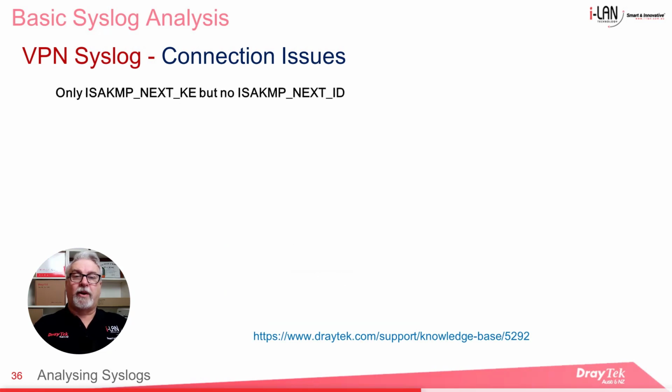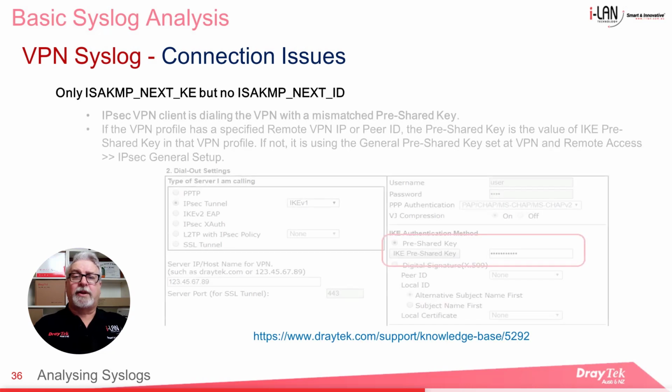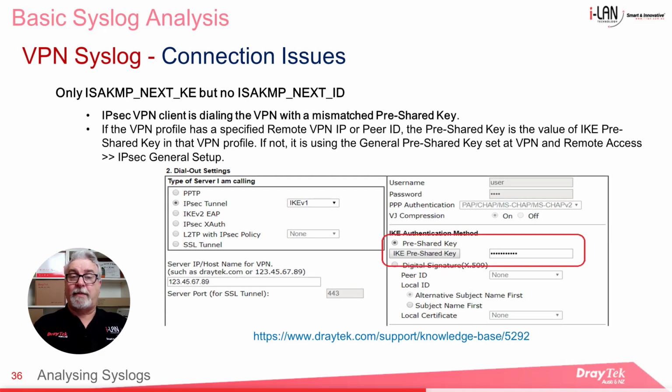Another one is only ISA-KMP_next_KE, but no ISA-KMP_next_ID. This means the IPsec VPN client is attempting to connect using a mismatched pre-shared key. If the VPN profile has a specified remote VPN IP or peer ID, the pre-shared key is the value of that IKE pre-shared key in that VPN profile. If not, it's using the general pre-shared key set at VPN and remote access, IPsec general setup.